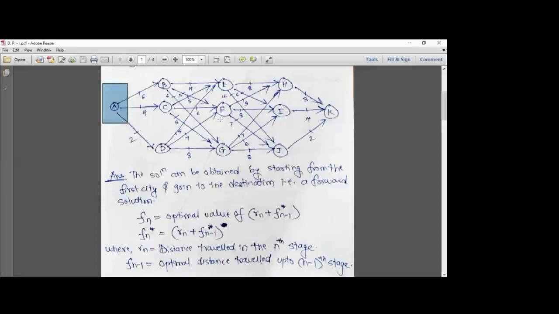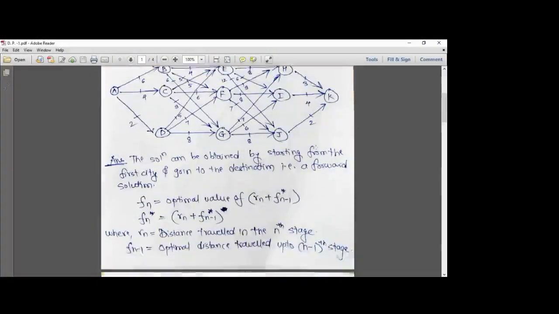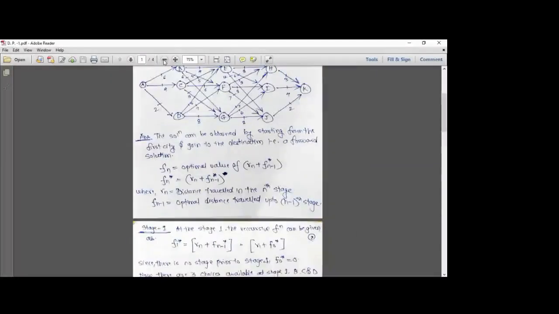You can even start from Kolkata and then move towards Ahmednagar, but that is called the backward approach. But we are not going to see that. We are only going to restrict ourselves to the forward approach. So the solution can be obtained moving in the forward direction. So what we are going to do now is make the recursive function.